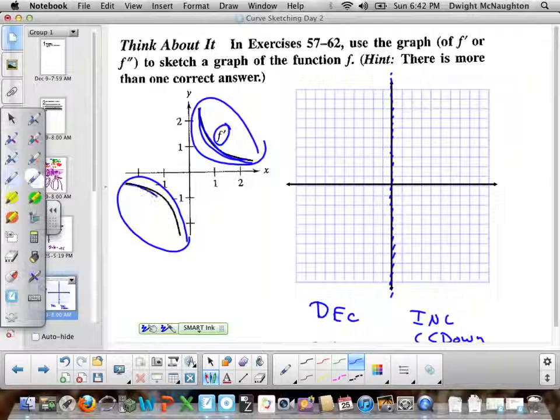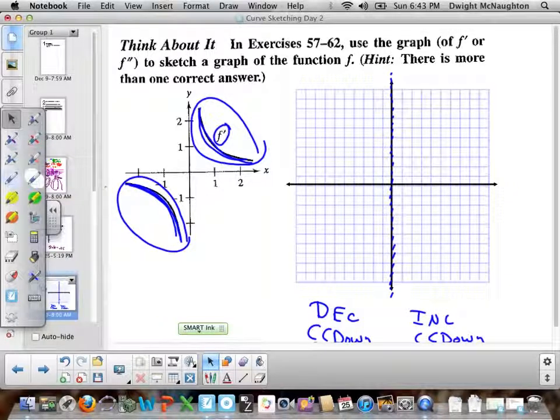Over here, right here, that's decreasing. If our derivative is decreasing, our second derivative is negative, so the function is concave down again. So what we got here is decreasing, concave down when x is less than 0, increasing, concave down when x is greater than 0. I'm going to lock everything in place.